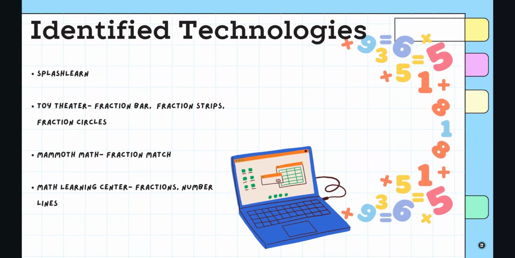The technologies that we'll use in this unit are SplashLearn. SplashLearn is a great online resource. There's a paid version for teachers, but there's also a free version, and we focus on the free version. Toy Theater also has lots of different apps. The apps that we'll focus on are fraction bars, fraction strips, and fraction circles. Mammoth Math has a fraction matching game that aligns wonderfully with our unit. And the Math Learning Center also has numerous apps. The ones that we will be utilizing for this unit are fractions and number lines.